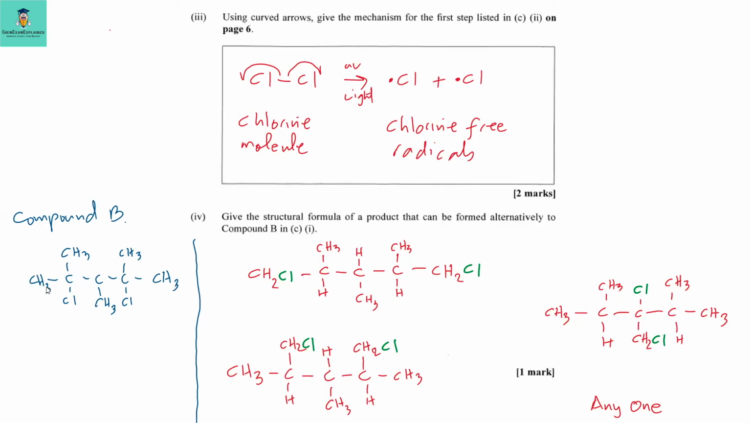Alternatively, you could substitute the other H's. So I could substitute a H from this CH3 to form CH2Cl. And then I could substitute a H from this CH3 to form CH2Cl. Again, we could use this H present here to substitute the Cl, and this CH3 to substitute one of the H's. So I have Cl here and CH2Cl here. Another carbon that could be substituted would be these methyl groups at the top, where I could just remove one of the H's, and now I have CH2Cl, CH2Cl. So any one of these could be used as your alternate compound to compound B.